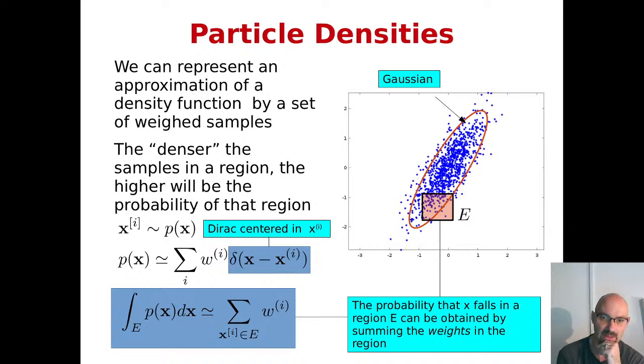Anyway, the integral property still holds, because if I want to know, for instance, how likely it is that my state falls in this region over here, all I have to do is sum the weights of the samples that fall in this region. So I preserve the integral property through this representation.